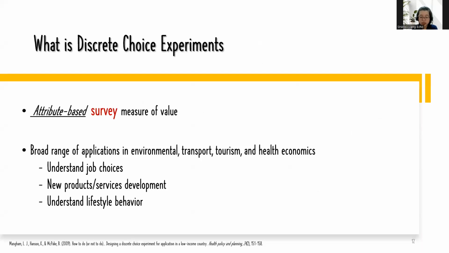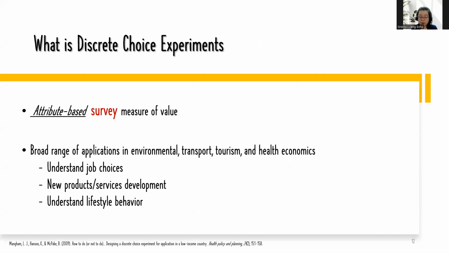So what exactly is a discrete choice experiment? We can understand it as a quantitative quasi-experimental approach to understand how people make choices between different products, services, or other options. It's a method that helps researchers measure the value that people place on different attributes of the product or service. So we call this an attribute-based survey measure of value.